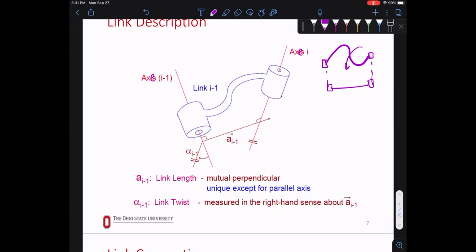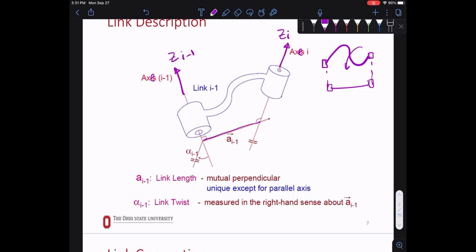Anyway, if you have axis i and the next one, let's say i minus 1 and i, you're always checking the relative, right, between the two consecutive frames. So first of all, what is this axis? Is it X, Y, or Z? We already said these are Z. So when I say axis i minus 1, I mean Z i minus 1 and Z i. So you're going to identify your Z's, Z i minus 1 and Z i, and then find the mutual perpendicular between them, which is the distance between the two axes.